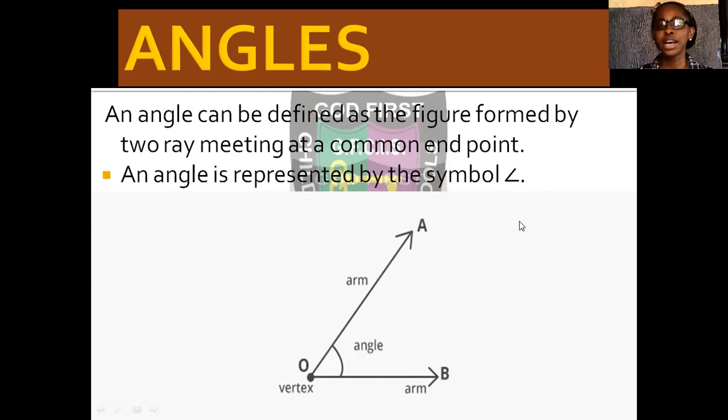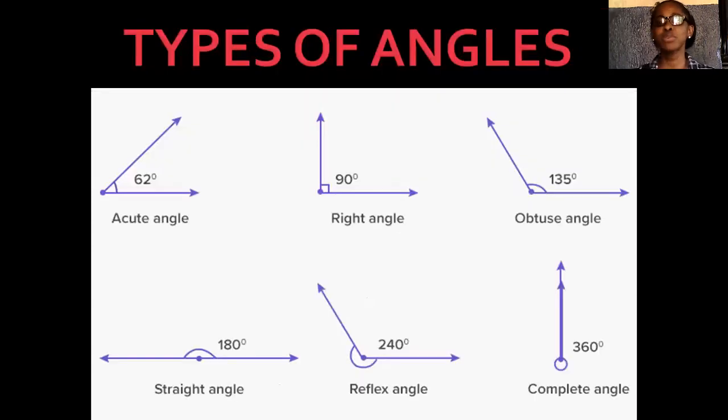So let's move ahead. Types of angles. We want to discuss the different types of angles. We have the acute angle. Acute angles are angles that are less than 90 degrees. It can be 89 degrees, also an acute angle. 79 is also an acute angle, as long as it is less than 90 degrees.